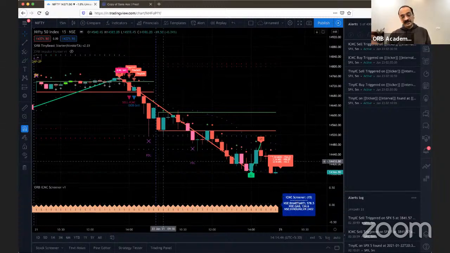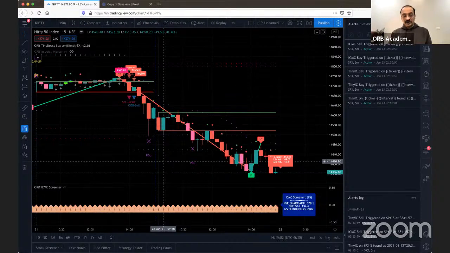It is harnessing the full capacity of TradingView. TradingView, of course, has a limitation on the computation which you can do. It's not prepared for heavy duty processing of data. So you can also explore this indicator.